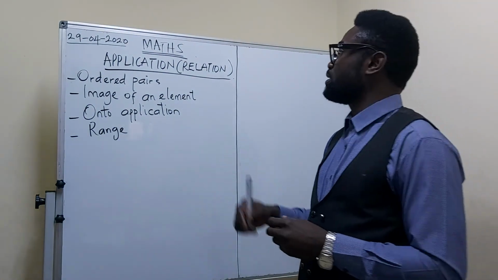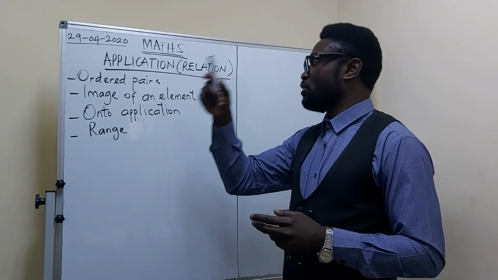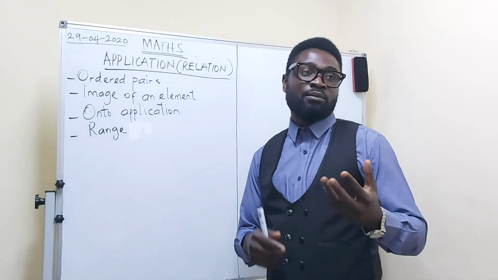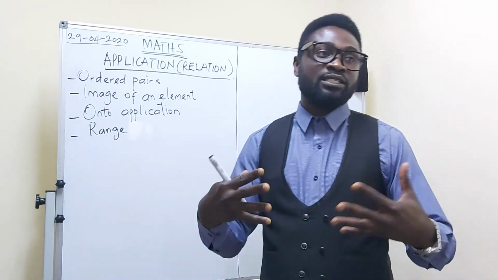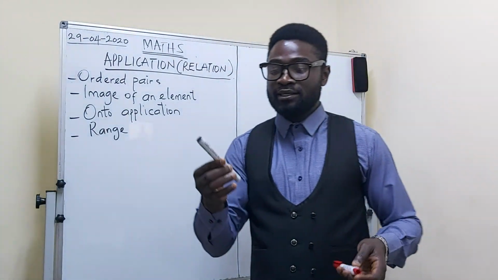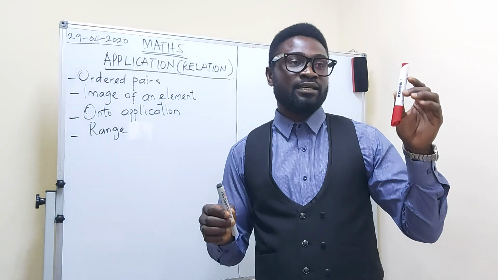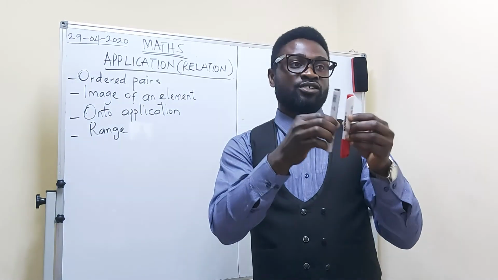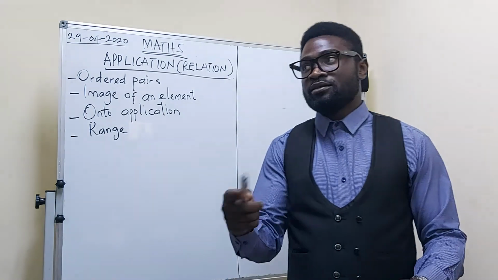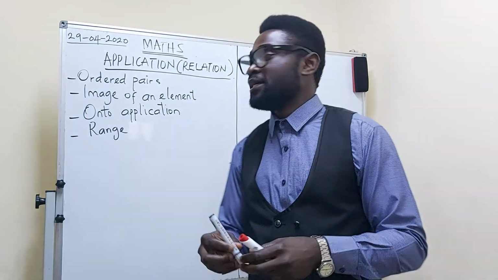So now, we can see on the board what we have here. We have application and relation. We know when we speak of ordered pairs, we are talking about two things coming together or pairing together or connecting together. When I speak of ordered pair, you can see this is a black marker and this is red. If these two join together or connect together, if these two bind together, then they become pairs. This is what we're talking about.